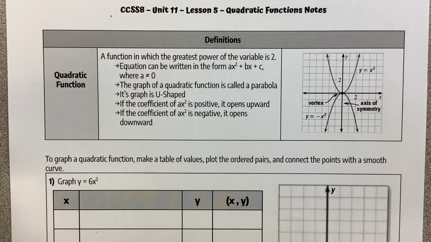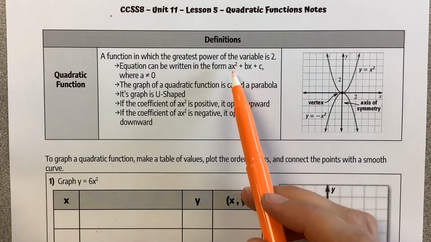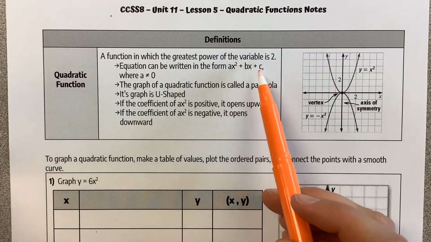Let's take a look at quadratic functions. A quadratic function is a function in which the greatest power of the variable is 2. So these are function equations where x squared is the highest exponent. They can be written in the form ax squared plus bx plus c.